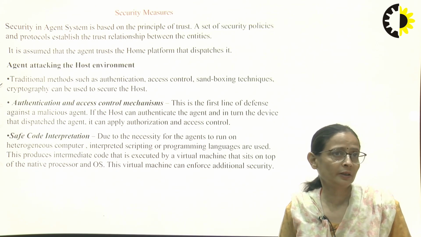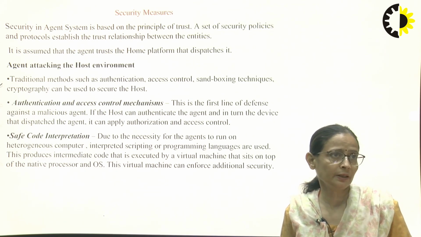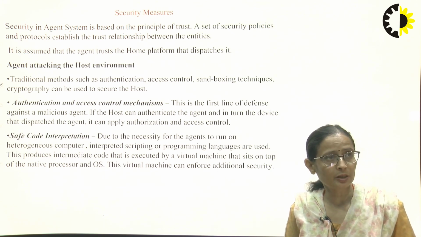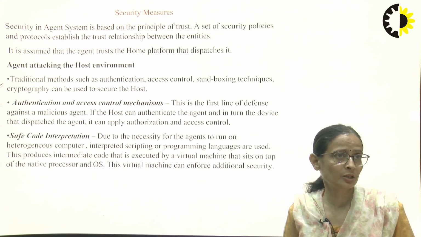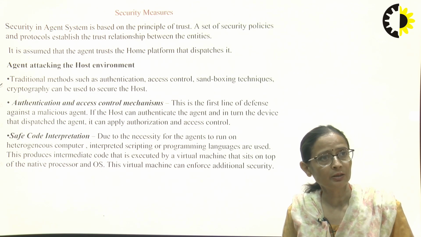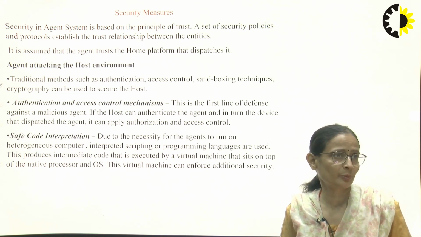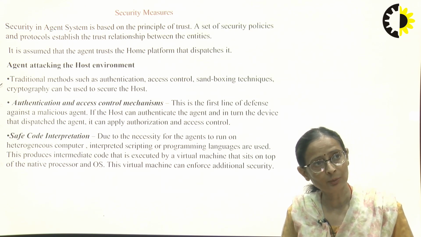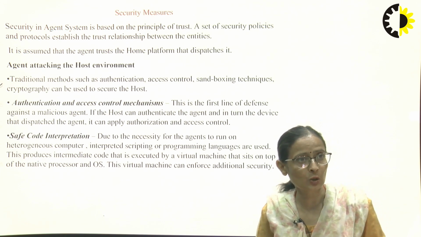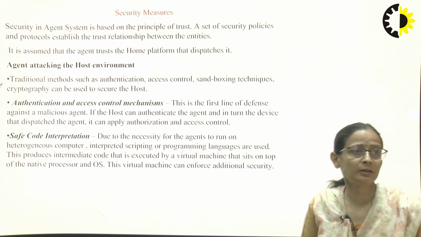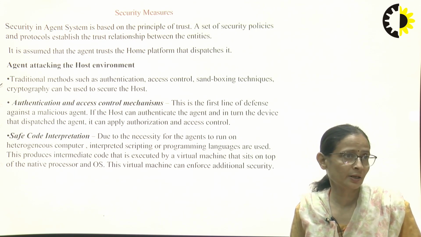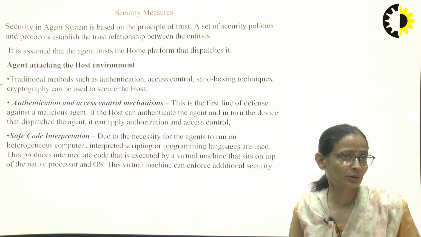So what are the security measures required? Security in an agent system is based on the principle of trust. A set of security policies and protocols establishes the trust relationship between the entities. It is assumed that the agent trusts the home platform that dispatches it. So what security measures can we adopt when a malicious agent is attacking its host environment? Traditional methods, for example, authentication, access control, sandboxing techniques, and cryptography, can be used to secure the host.